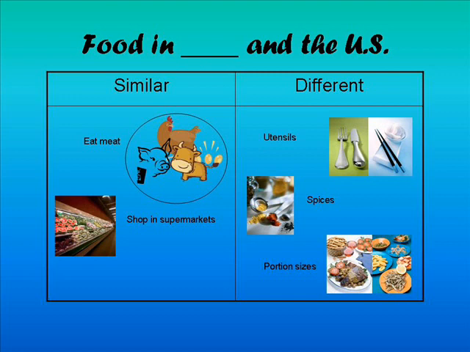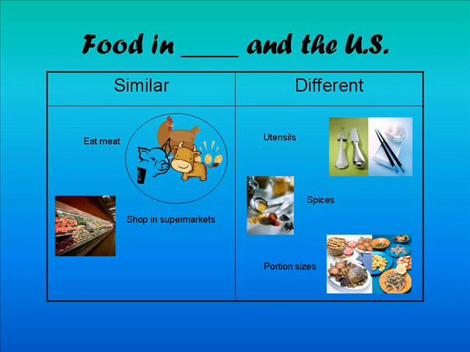And also may shop in supermarkets. You probably also had a list of 2 or 3 things that were different. These differences might have included the utensils that you used. For example, forks and knives here, and maybe chopsticks. The spices, which give food their unique flavors, were probably different. And you may also have said something about differences in portion sizes.